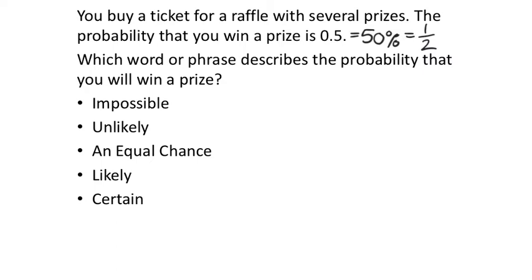Which word or phrase describes the probability that you will win a prize? Well, that's a 50% chance. That's an equal chance, as far as we've seen. Remember, impossible is 0%, unlikely is less than 50%. An equal chance is exactly 50%, which is what this is, which means that we're looking at a situation that's not likely or certain either. Remember, likely is more than 50%. Certain is exactly 100%.